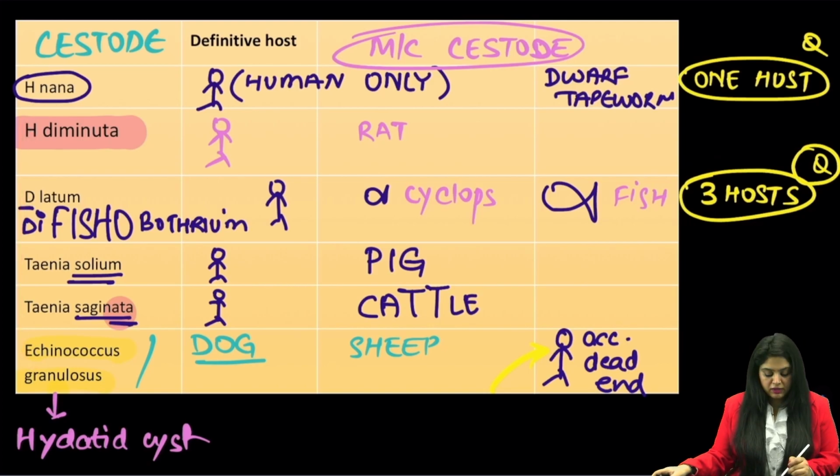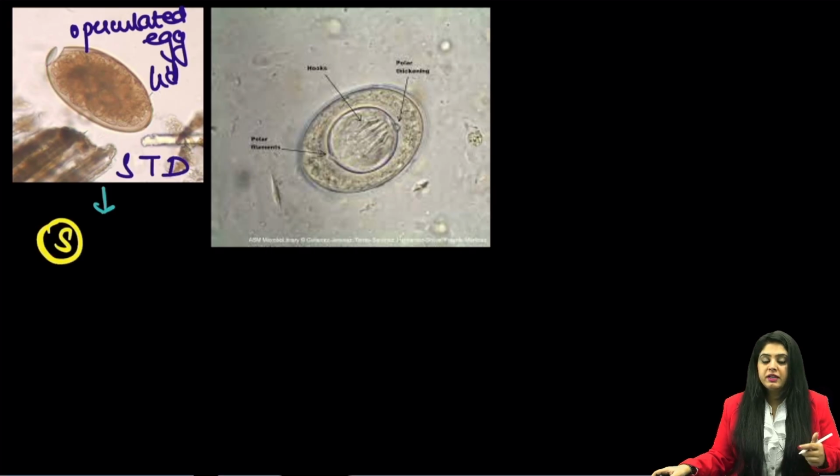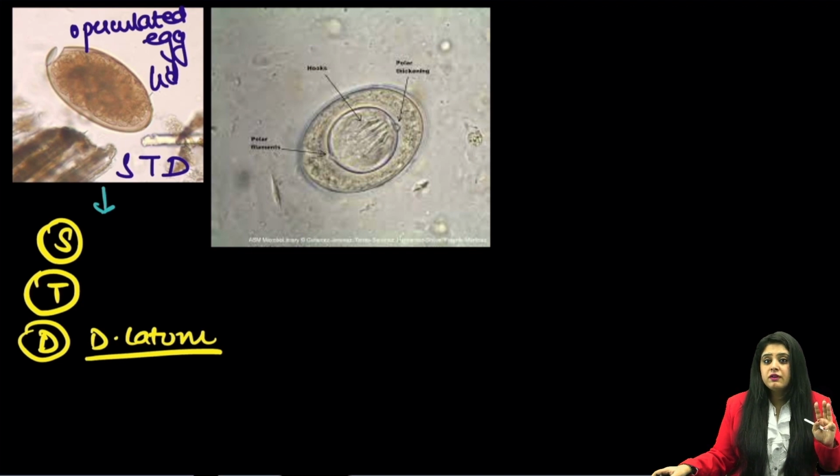How do their eggs look like? I think this egg everyone already identifies, that is an operculated egg, because it has a lid in it. And what was the mnemonic? We had STD. STD meaning, I've already told you, Spirometra, trematode family we have done. D, why am I teaching you over here? Because it talks about D. latum, Difishobothrium latum, the 3 host person.